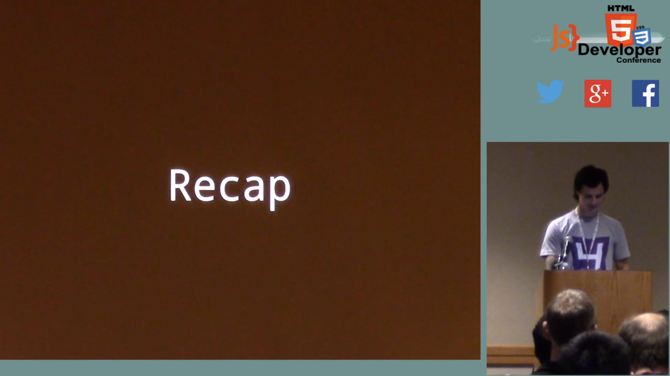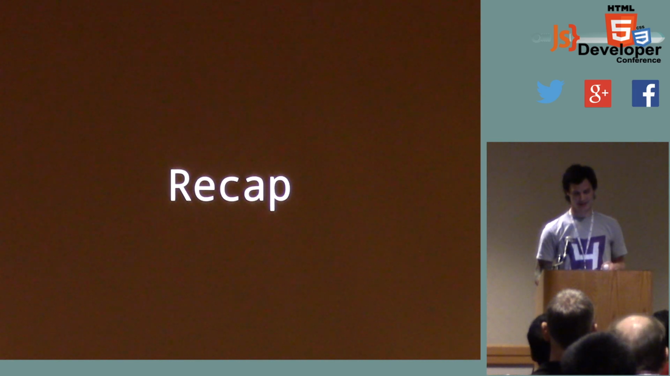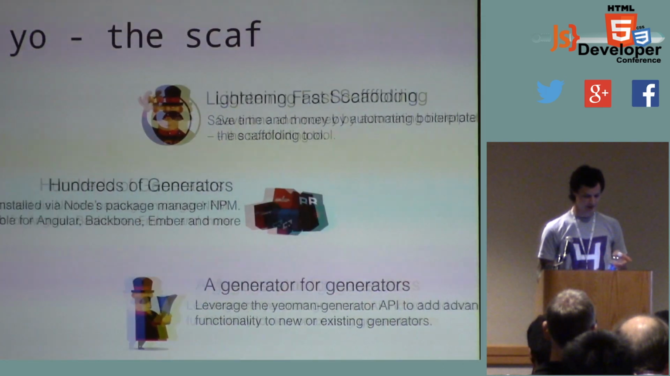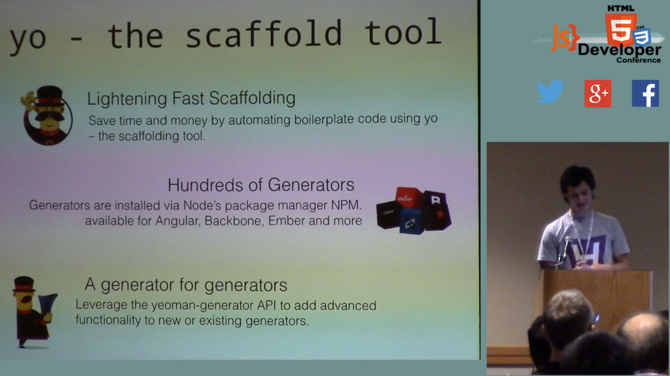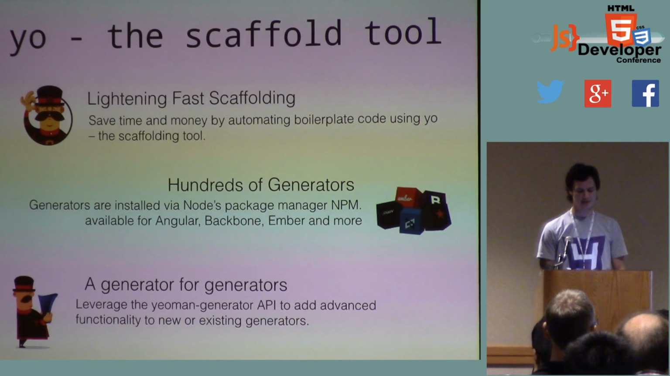Okay, let's recap on what we just went over. Scaffolding, dependency management, preview, test, and build. So the scaffold tool: there's lightning fast scaffolding to save time and money by automating repetitive tasks. There's hundreds of generators out there. They're easily installed using Node Package Manager. Some of the official generators maintained by the Yeoman team would be the Angular, Backbone, Ember, as well as the web app generator.